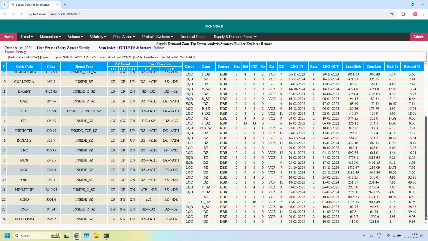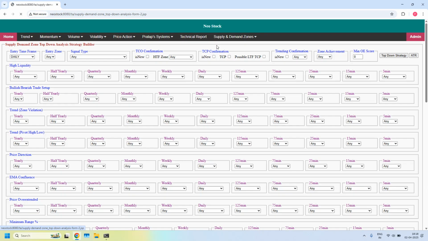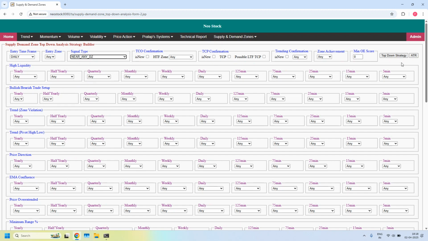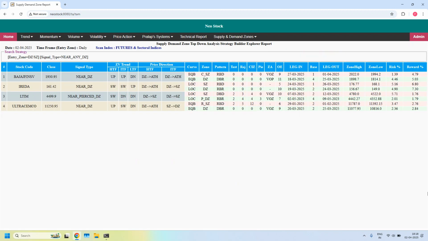So total 24 stocks are filtered. So this is about weekly time frame, and the next time frame is a daily. Entry time frame daily, let us find the stocks near to the daily demand zone. We got 4 stocks. Let us identify high liquidity daily demand zones. We don't have any daily high liquidity demand zones from this list.